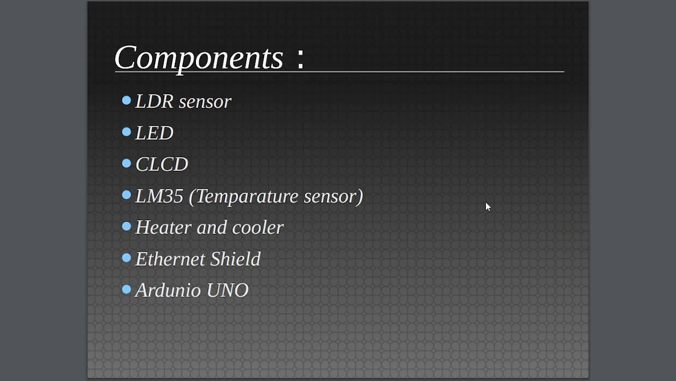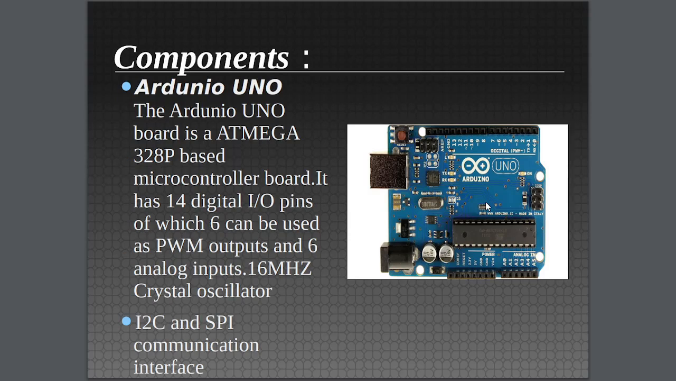Now let's see the components which are required to build a circuit, which are used to perform an action. The components are LDR sensor, LED, LCD, LM35, which is nothing but a temperature sensor, heater and cooler, Ethernet shield, and Arduino UNO. Let us see about each component.